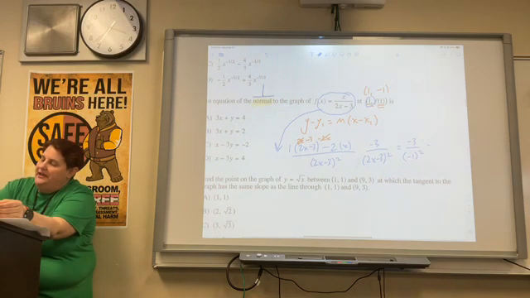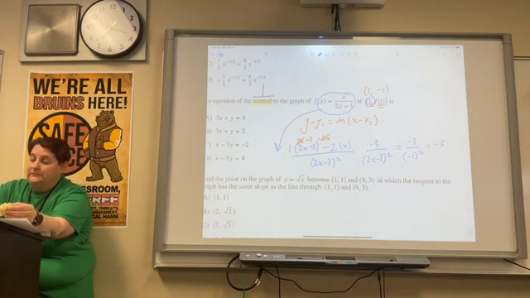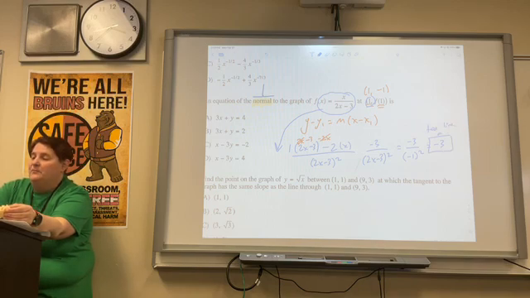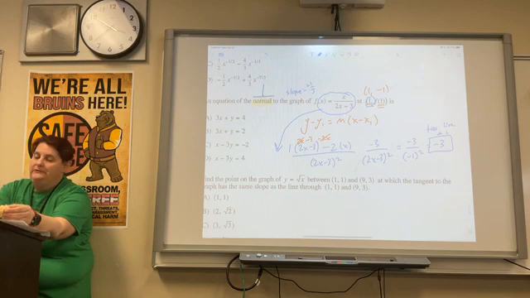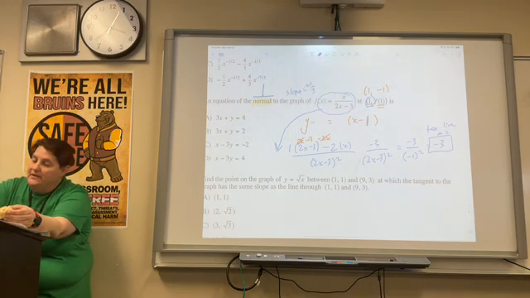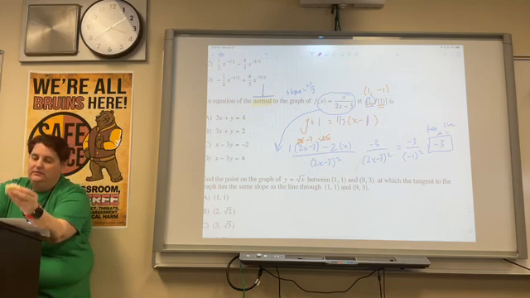When I plug in 1, I get negative 3. So the tangent line has a slope of negative 3. The normal line has a slope of what? Positive 1/3, that's right. Yeah, it's the negative reciprocal. Got it. Okay, so it goes like this: x minus 1, y minus negative 1, so plus 1, and then 1/3.